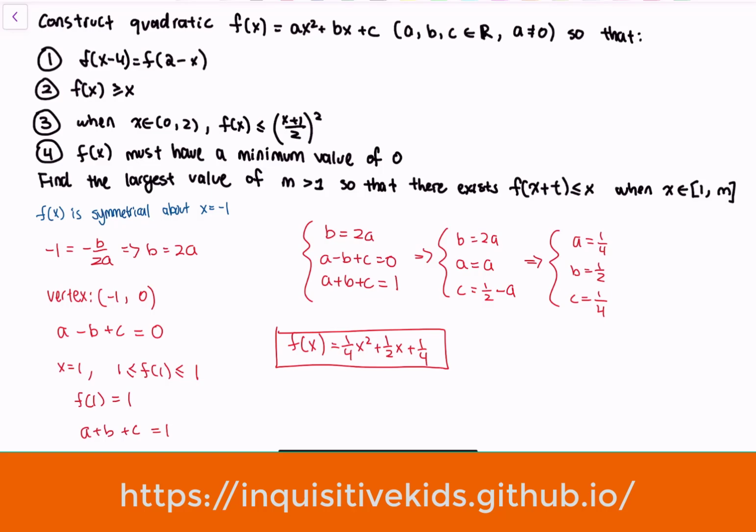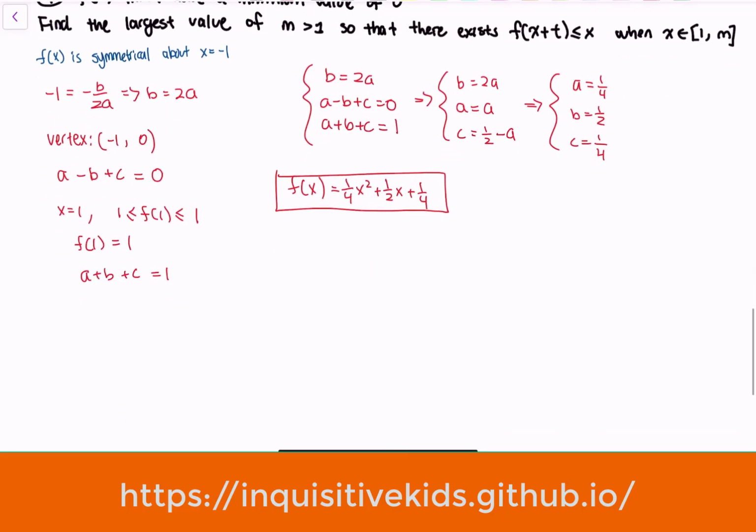Now we have to find the largest value of m that's greater than 1, so that there exists t such that f of x plus t is less than or equal to x when x is on the interval from 1 to m. From looking at this interval, we see that the value x equals 1 is definitely in it. So let's explore what happens when x is equal to 1.